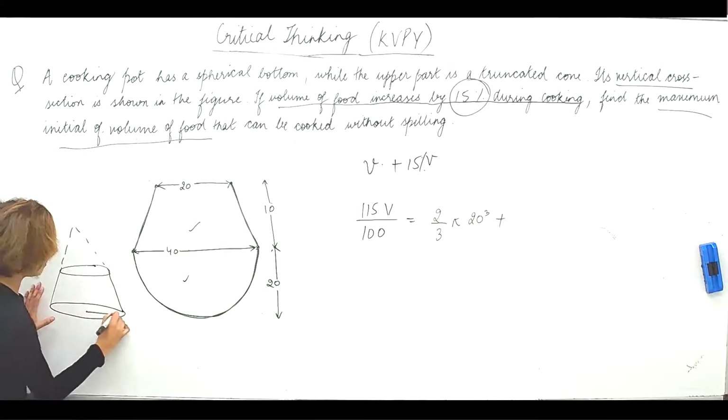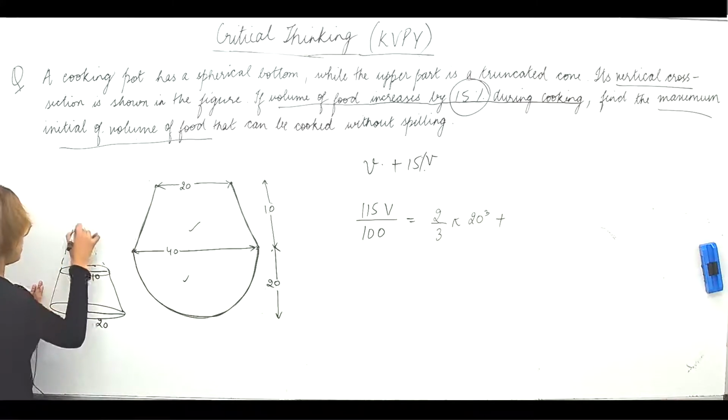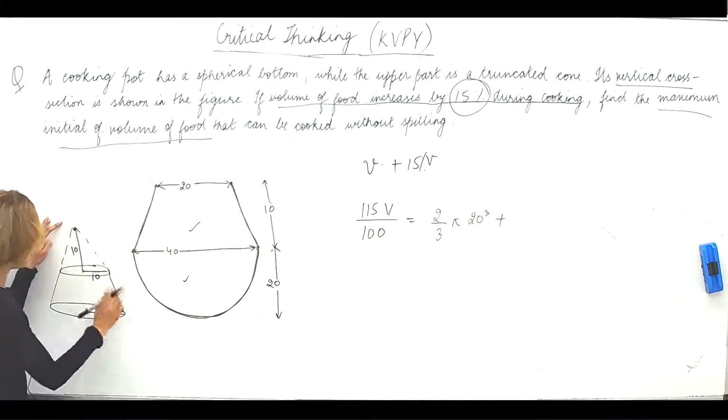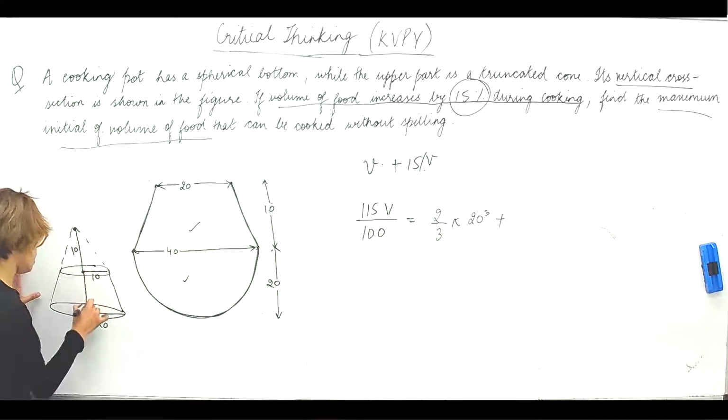Ab I know that this distance is what? 20. And this distance is what? 10. Right? And this is given to me as 10. Now, if I want to find the volume of the bigger cone, I have the radius, I do need the height. So, already this is 10. Can you tell me this length?